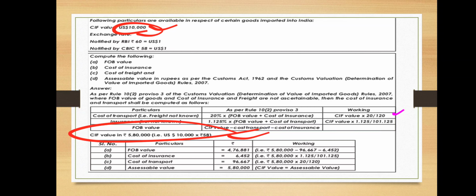Here also it is the same. So how much? 58,000 multiplied by 1.125 divided by 101.125 will get 6,452. So this is what the simple calculation is regarding the calculation of FOB, cost of insurance and cost of transport along with assessable value.